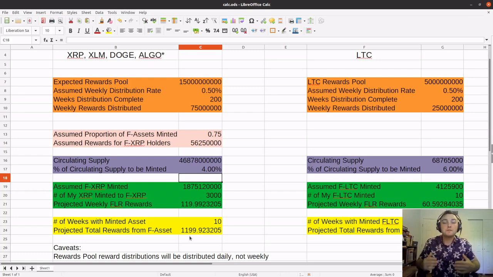However, one thing is for sure, the earlier that we get in and mint our F assets, the more rewards we'll be able to collect. The earlier that we get in, the lower amount of participants there are, the more rewards there are to go around. So that about wraps it up for this video. Again, I just wanted to go over briefly the general and the Litecoin rewards pools and how we can do some speculating to figure out what our rewards rate will be based on minting F assets.